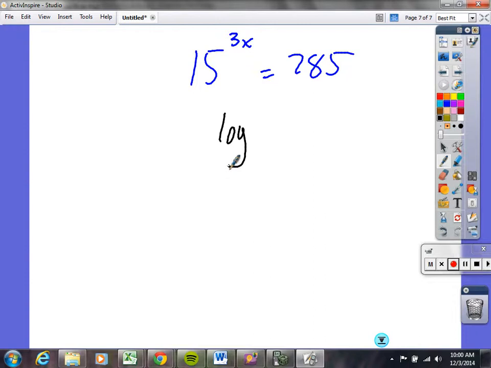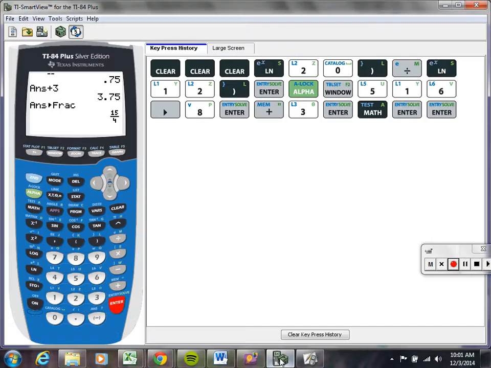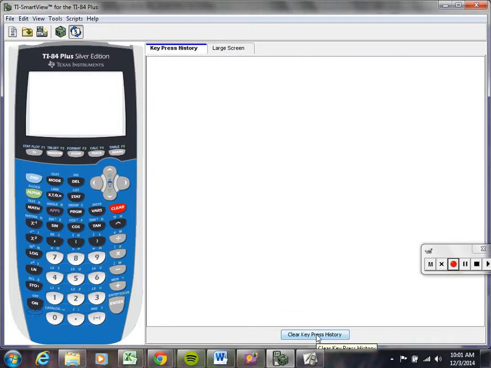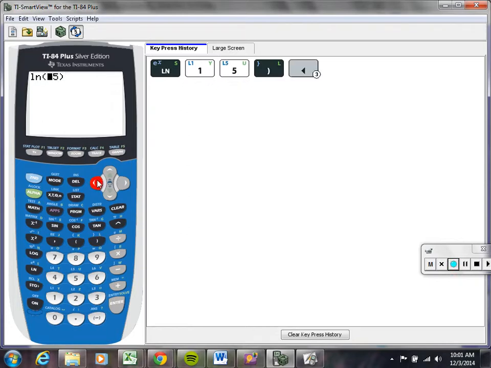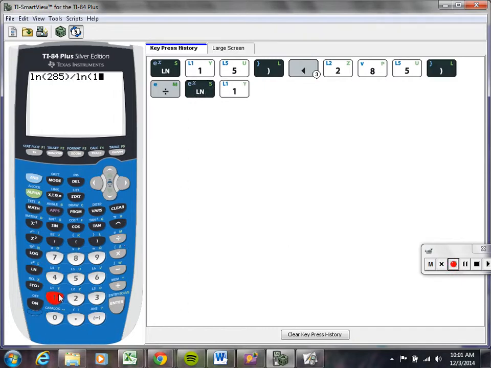Okay, so how are we going to write this as a log? Log base 15 of 285 equals 3x. Plug that in your machine, people. This is how I had to do it, by the way, back in my day, because we didn't have that button. I had to do change of base. So I had to do ln of 285 first, divided by ln of 15.